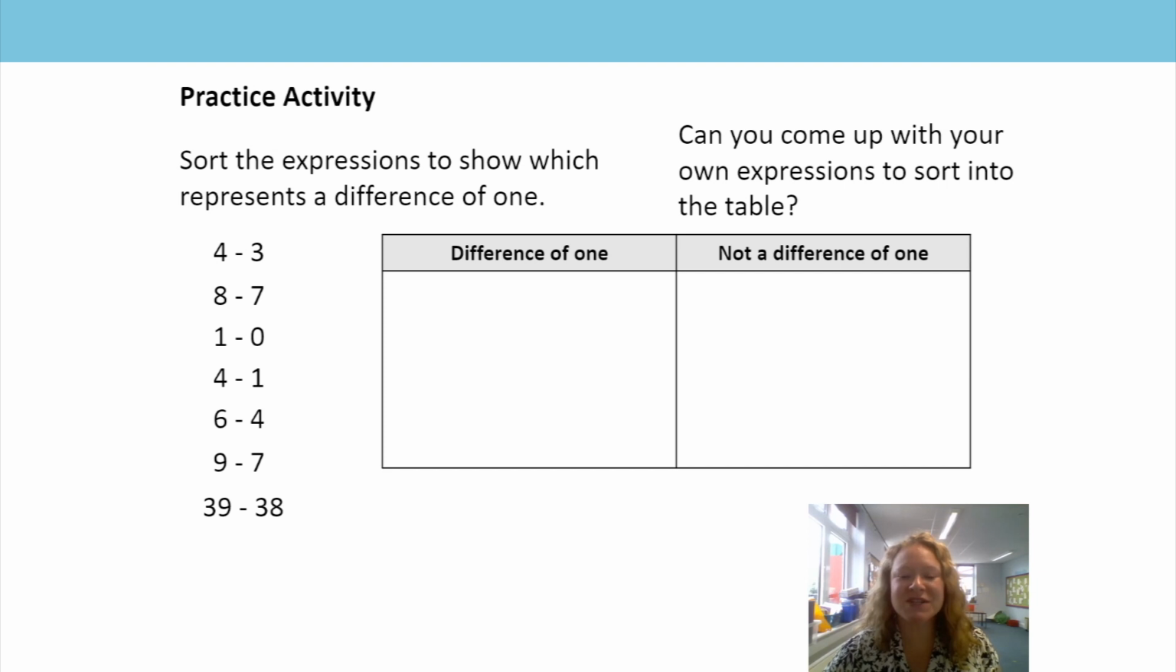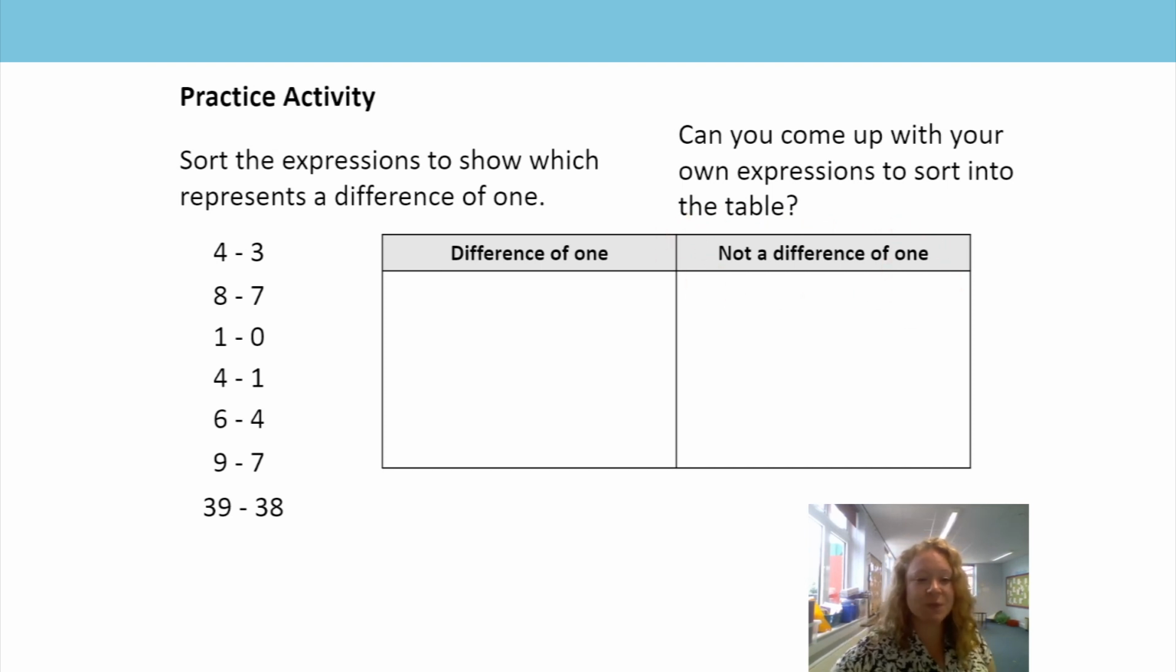So as we always do, our first job is to go over the practice activity from the last session. You looked at consecutive numbers, and where we have consecutive numbers in a subtraction, the difference is 1. Do you remember that? Well done. Okay, so you were using that to help you sort out these expressions into a table where they either had a difference of 1 or not a difference of 1. Shall we see how you got on?